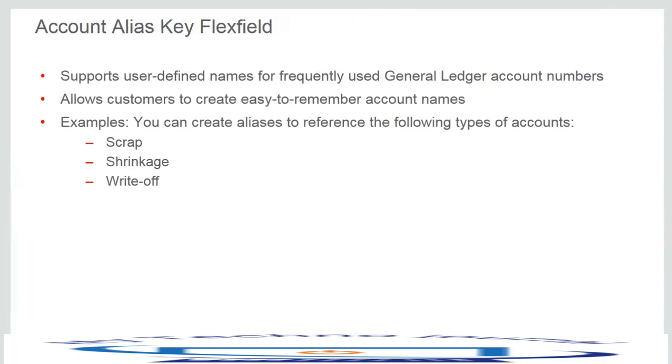So the account aliases key flex field. So these are user given names for frequently used account numbers. An account alias basically substitutes for a lengthy account number, and it is easier to remember than a full account number. Aliases help users select the correct account when performing various transactions.